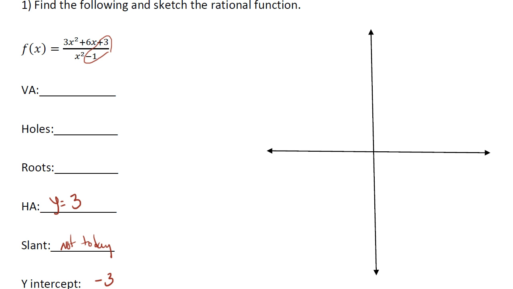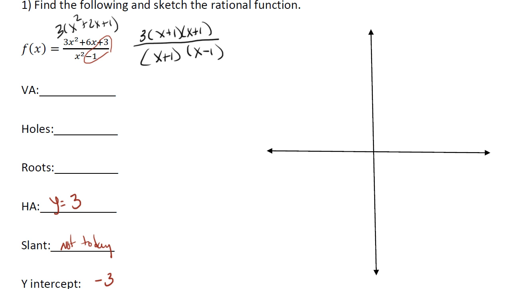All right, now to find the other parts, I do need to break this down. So I'm gonna factor this thing. So let's take a look here. First off, you take out a 3, and I get x squared plus 2x plus 1. So this really wants to be 3 parentheses x plus 1, x plus 1 over x plus 1, x minus 1. All right, we have verticals, holes, roots, left.